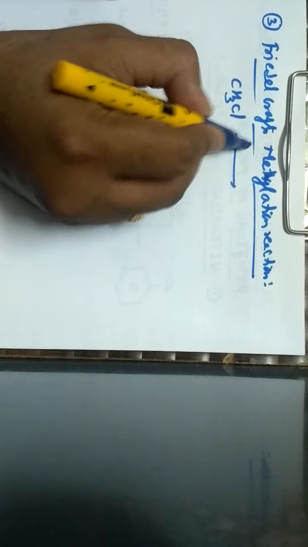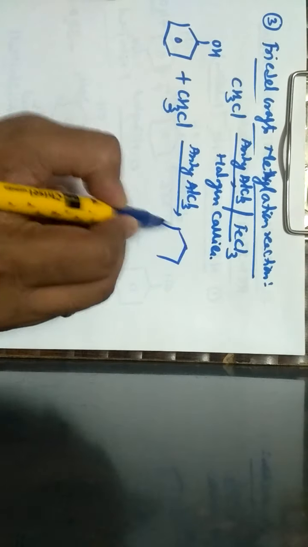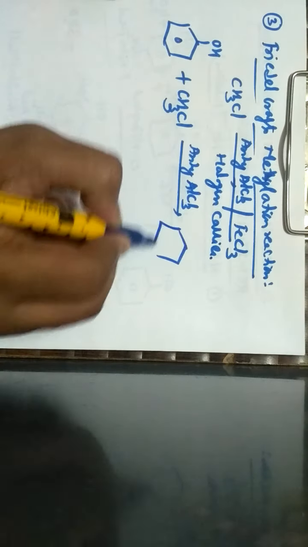Friedel-Crafts methylation reaction. When it comes to the Friedel-Crafts methylation reaction, methyl chloride is added in the presence of anhydrous aluminum chloride, or you can also use ferric chloride, where they act as a halogen carrier. So when phenol is made to react with methyl chloride in the presence of anhydrous aluminum chloride, which acts as a halogen carrier, we get phenol as it is.